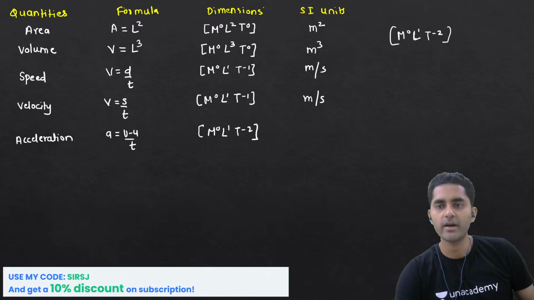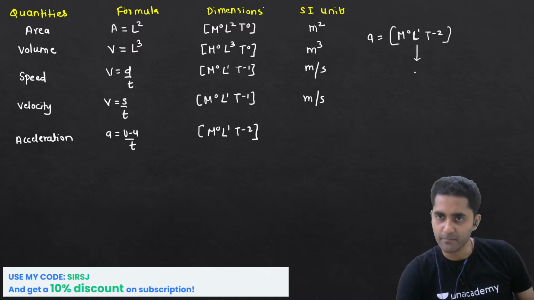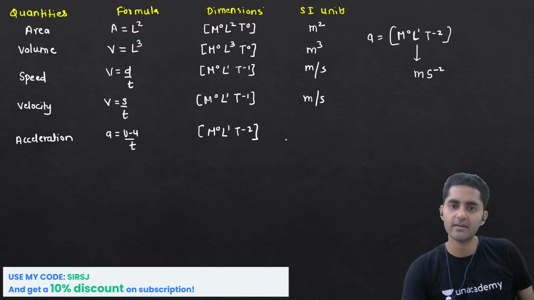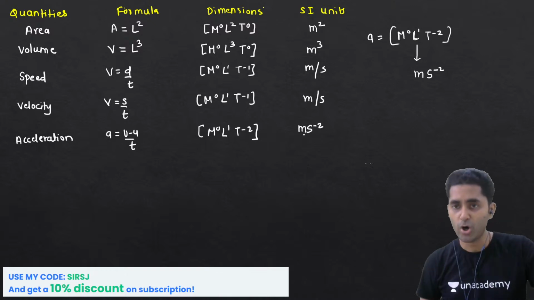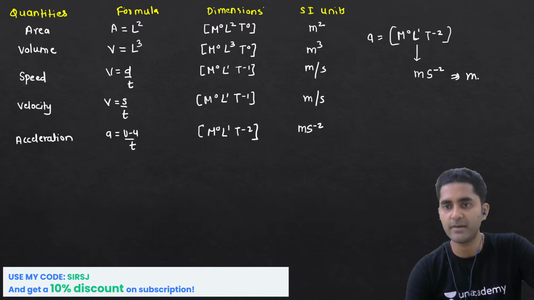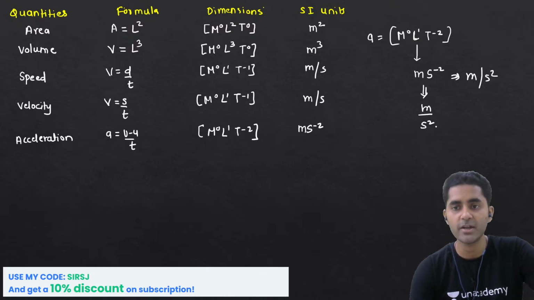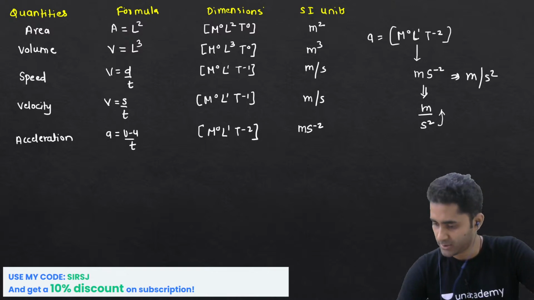It is L power 1 and T power minus 2, acceleration, right? L means length, the unit of length is meter and power will be 1. For time, the unit of time is second and power minus 2. So you can simply write the unit of acceleration to be meter per second power minus 2, which can be written as meter per second square, because this simply means meter upon second square. In the denominator it is second square, and if you bring it to the numerator it will become s power minus 2.